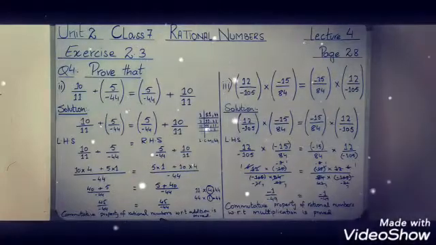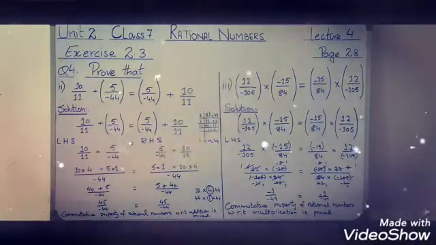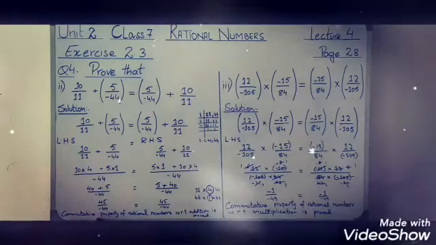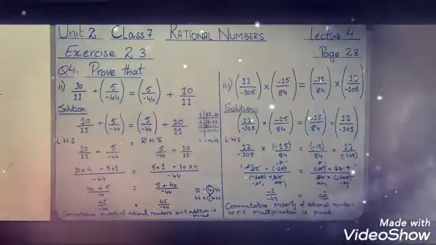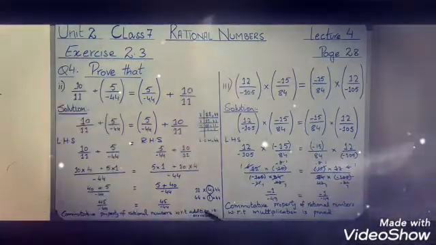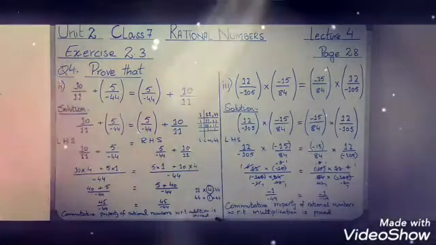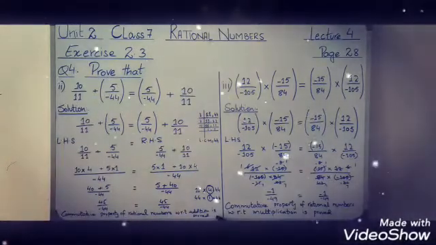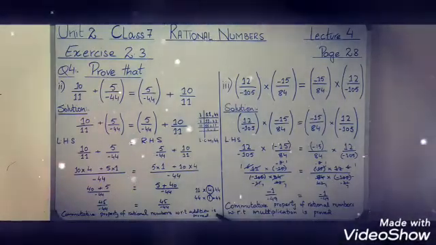Now girls, this is very important. You have to mention the name of the property. Which property? Commutative property of rational numbers with respect to addition is proved. At the end of the question, you have to write down this statement.